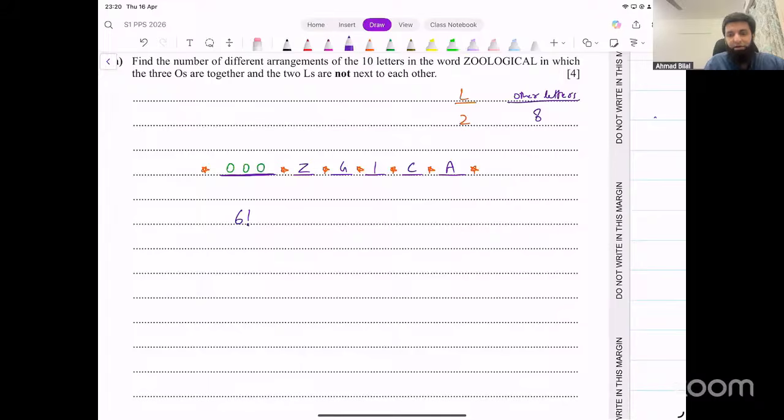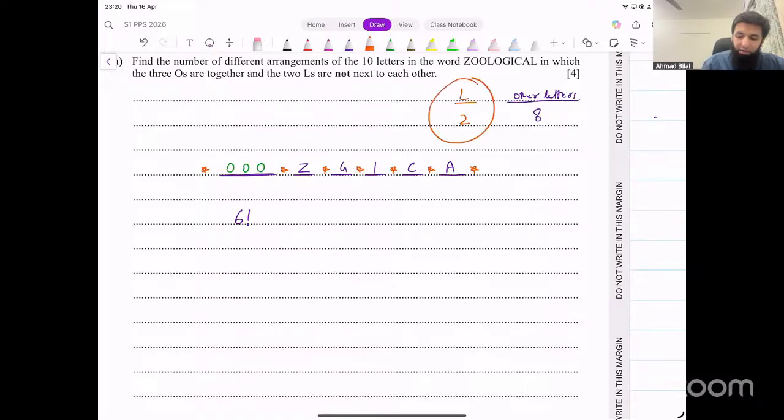All of them are different. These O's, do their arrangements matter? No, we don't have to arrange them. Even if we do arrange them, we could say, okay, there are 3 O's, so 3 factorial, but all of them are identical, so divide by 3 factorial. So arrangements for O's, they don't matter.